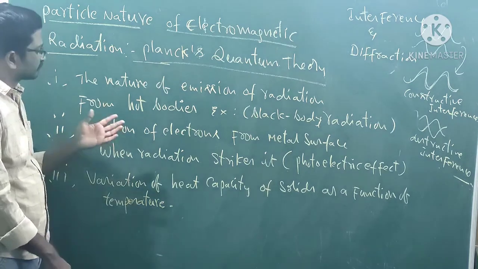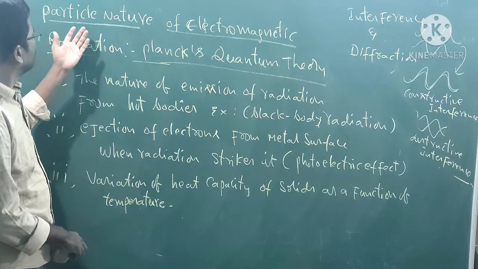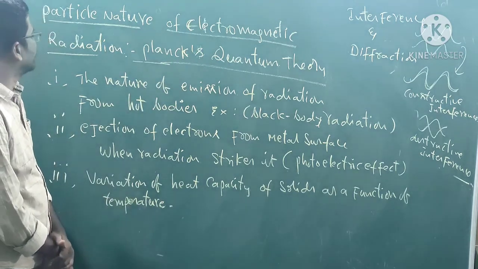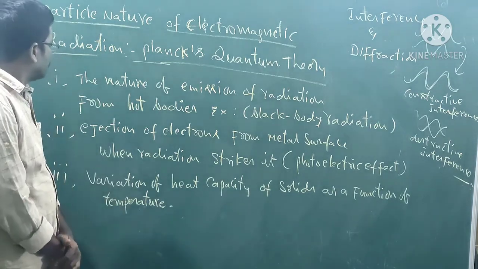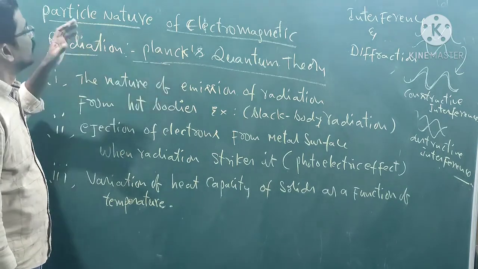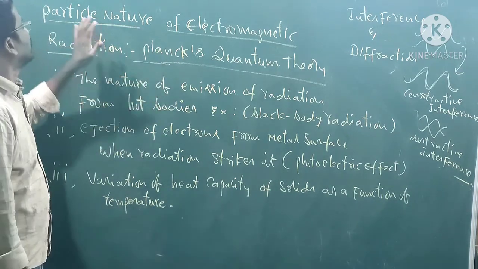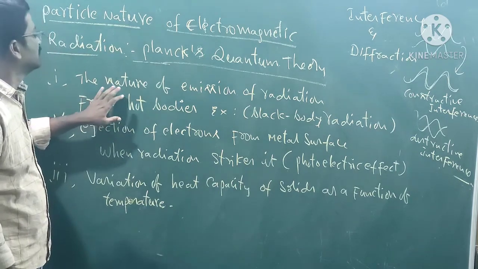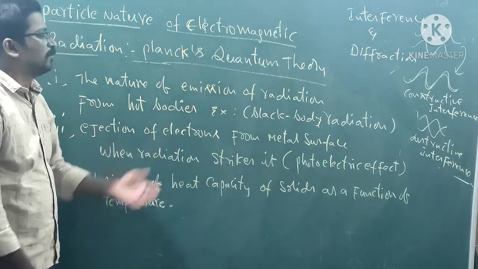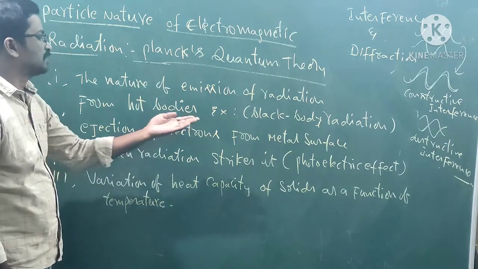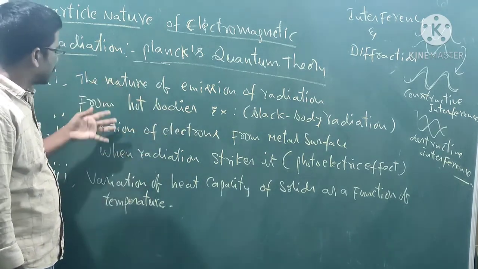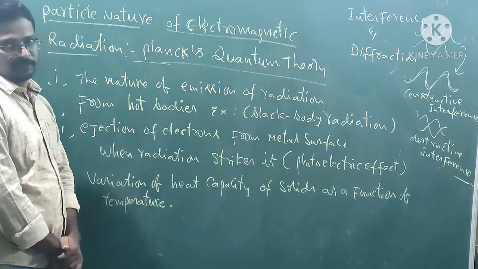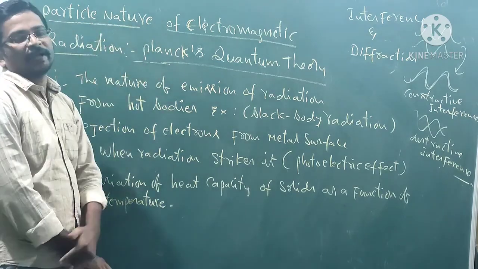So, another way, the particle nature of electromagnetic radiation, was introduced by Planck. Planck assumed that electromagnetic waves have particle nature. With this concept, he succeeded in explaining the nature of emission of radiation from hot bodies, and then the ejection of electrons from the metal surface, and the third one. These three experiments are explained by Planck's quantum theory, which is based on the particle nature of electromagnetic radiation.